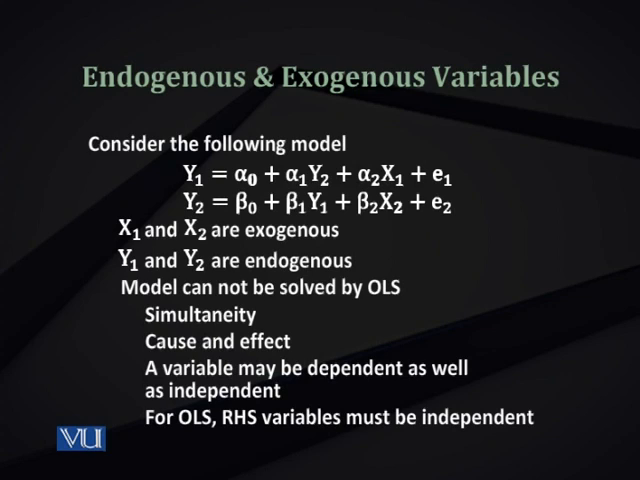Why? Because there is simultaneity. There is cause and effect. One variable which is independent in one equation is dependent in the other equation. So it is not a truly independent variable. A variable may be dependent as well as independent. Remember that for ordinary least squares, you want the variables on the right hand side to be truly independent. They are not related to each other. They do not depend for their values on the dependent variable. So this is not a two-way relationship in ordinary least squares.